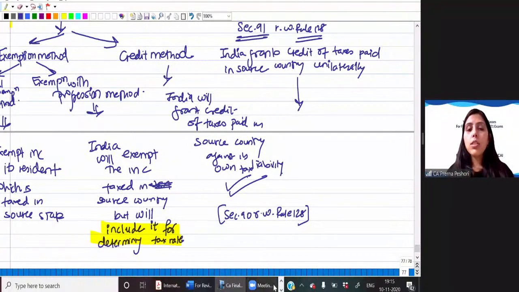Any doubts till now? Any doubts? Are you understanding this concept? We'll solve a few sums on this also.